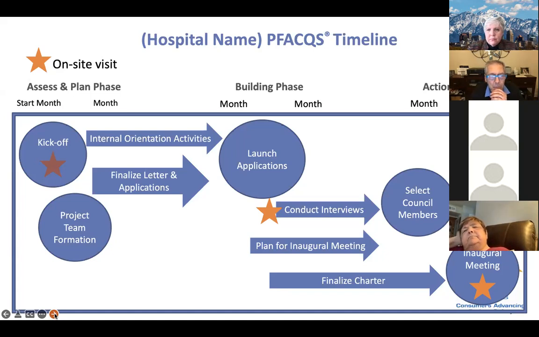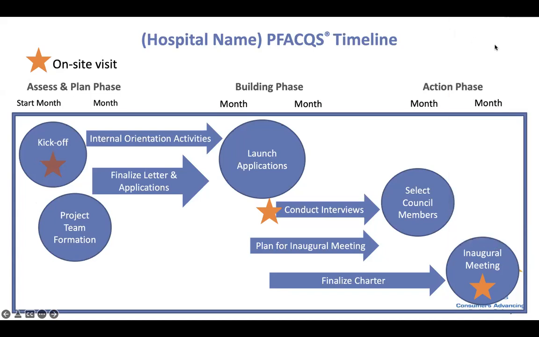We still use this timeline because it gives you an indication of the three phases, from assessing and planning to building, and then the final one, which is the action phase. It takes about 6 to 9 months to build a proper PFAC. I've seen hospitals do it in 3 months, which is the fastest I've seen it done, but it's usually 6 to 9 months. Next slide.